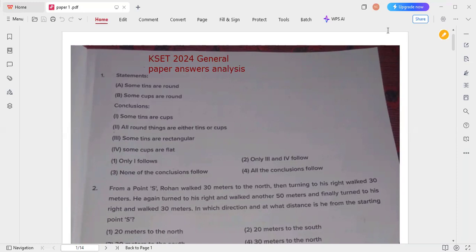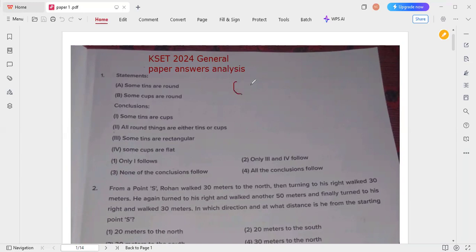So the first question in this general paper is regarding statements. Here some statements are there. Statement A: some tins are round, some cups are round. So some conclusions are given here: some tins are cups, all round things are either tins or cups, some tins are rectangular and some cups are flat.